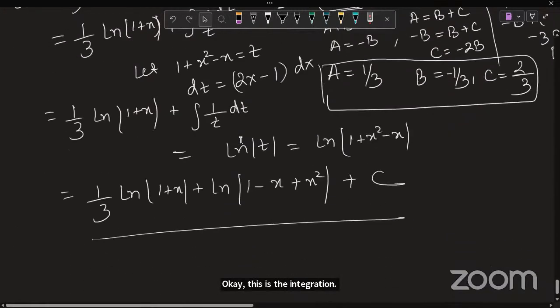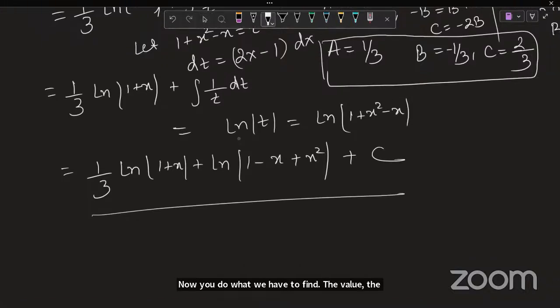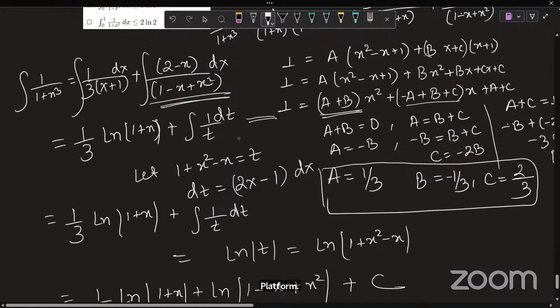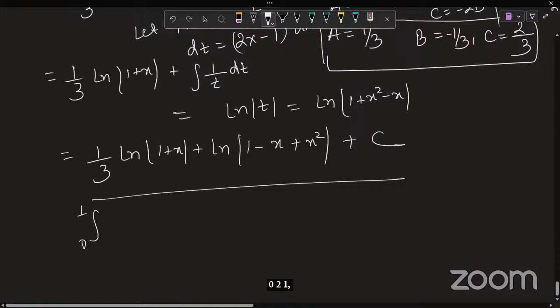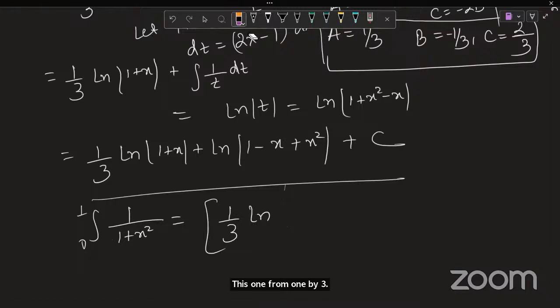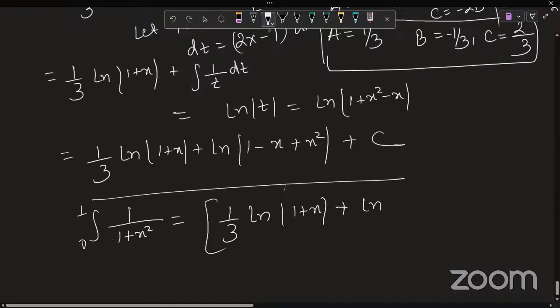Now we have to find the integration of this function from 0 to 1. We have to find the definite form. So this is the indefinite form, so we have given the indefinite form of this integration, right? Just substitute this. You will get this one: 1 by 3 ln 1 plus x plus ln 1 minus x plus x square.